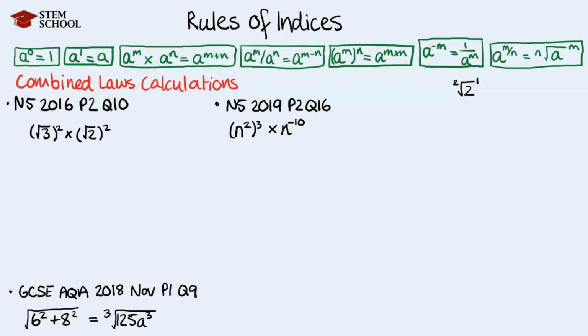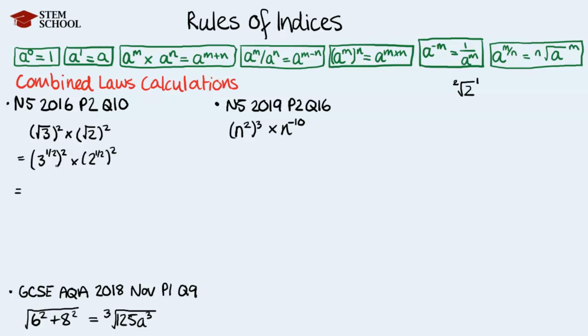So using this rule, we can say that root 3 is the same as writing 3 to the power of a half, right? And then we're going to square everything. Okay, let's do that for the root 2 as well. It will be 2 to the power of a half, all squared.